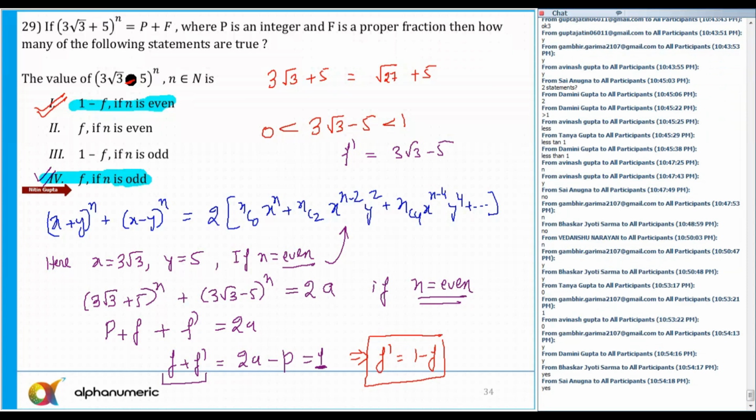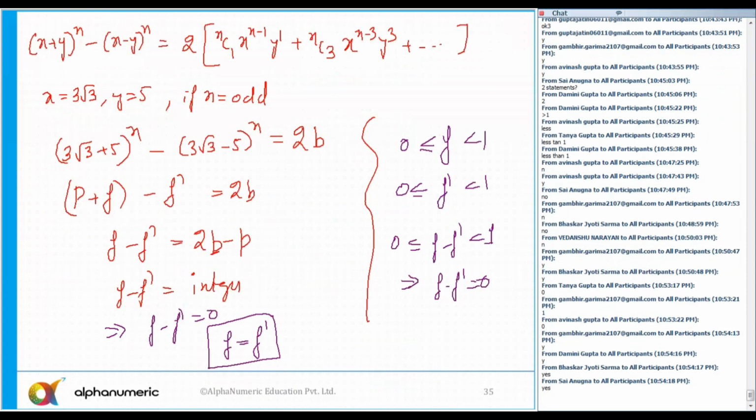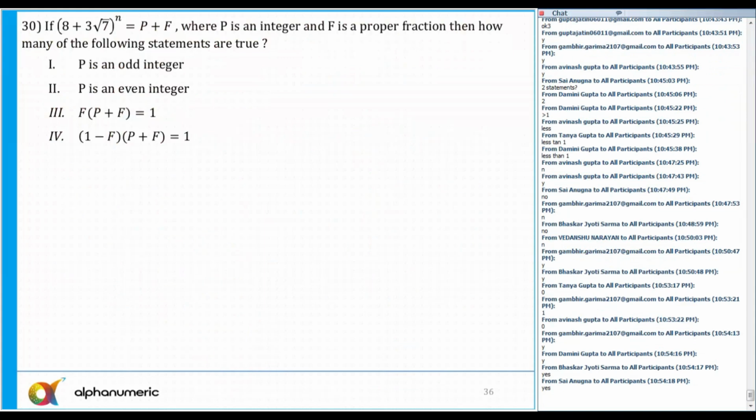Okay, so one last question for the day, and on this topic also. Try this and tell me the answer.